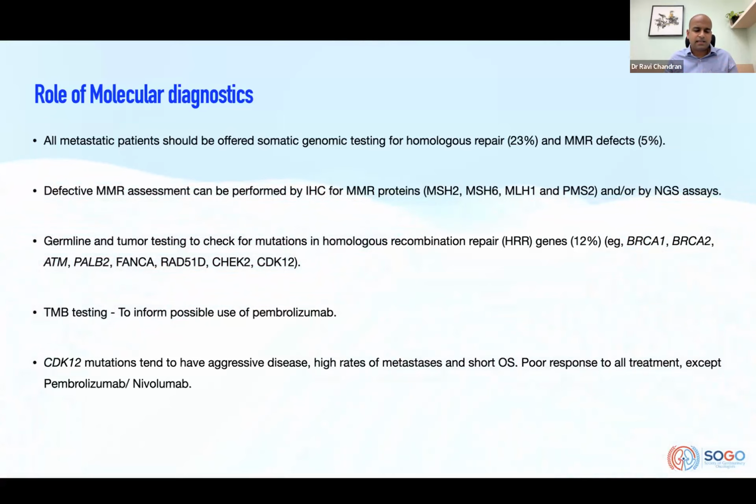Looking at the unmet clinical needs or the latest things happening in the trial space, that is CDK12 mutations, wherein these mutations tend to be very aggressive with high rates of metastasis and short overall survival. And they usually have poor response to all treatments except pembrolizumab and nivolumab. So to brief about molecular diagnostics in CRPC, the key is all CRPC patients get somatic genomic testing and germline testing, and at bare minimum IHC for MMR proteins. And pembrolizumab and nivolumab are all last resort options we have.